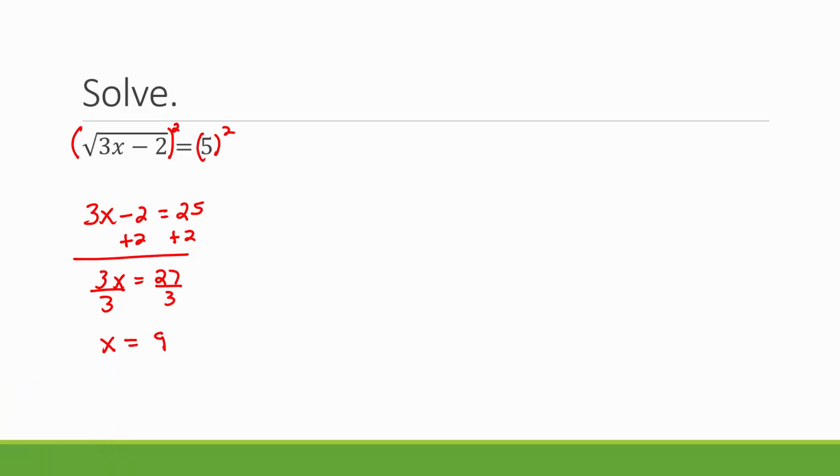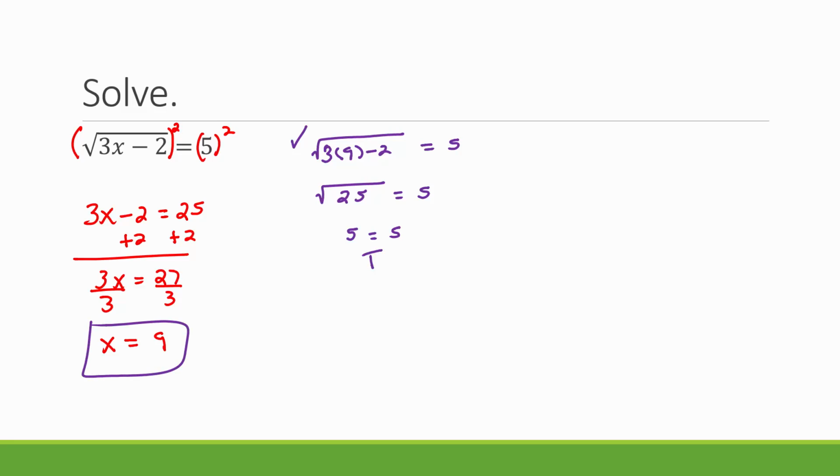So let's check that answer to make sure that it's true. So in my original equation, I'm going to replace the x with 9 and simplify to see if it makes a true statement, see if the sides are equal to each other. So I get 3 times 9 is 27, and 27 minus 2 is 25. So I have the square root of 25 equals 5, which is true. The square root of 25 is 5, and 5 equals 5, so that's true. So x equals 9 is a good answer. It's a true solution.